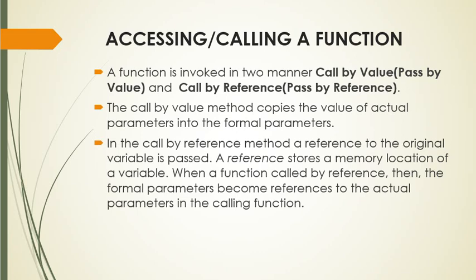There exists another method which is called the call by reference method. This method uses a reference in place of passing the value to the function. It uses a reference to the original variable that is passed. Here, a reference stores the memory location of a variable. Now, when a function is called by reference, the formal parameters become references to the actual parameters in the calling function.